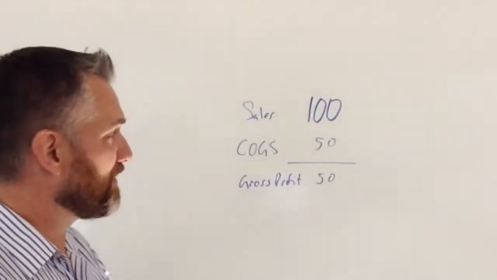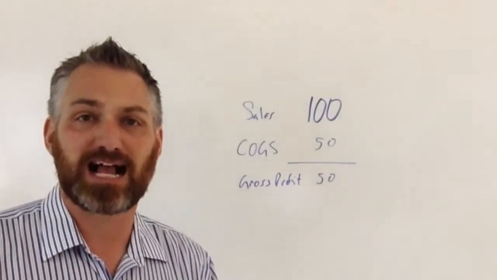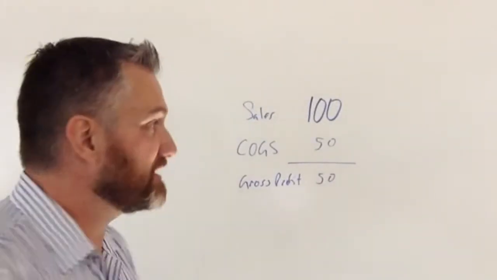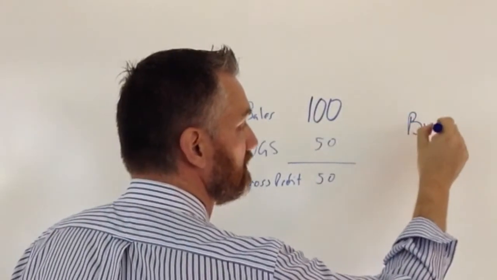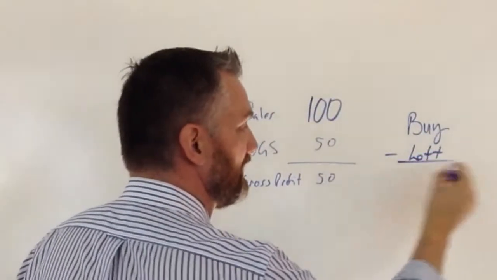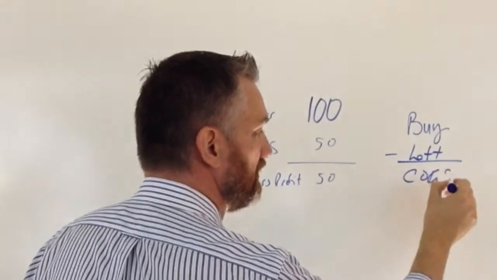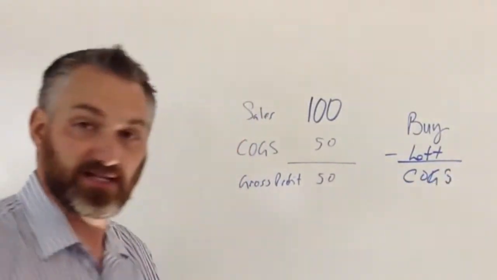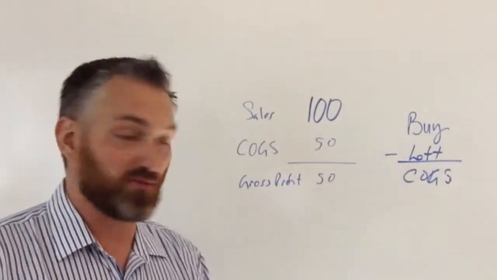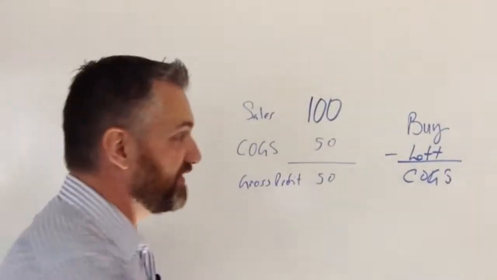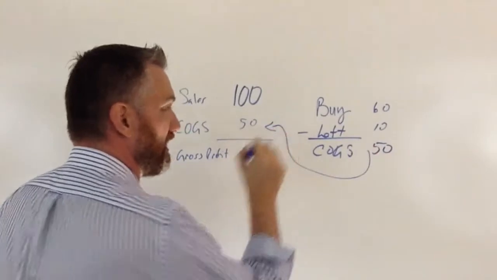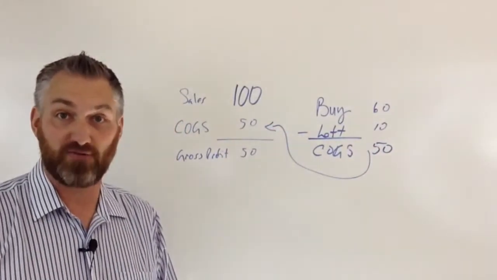So this number, cost of goods sold, where exactly does it come from? Well, it comes from a very basic little formula that says whatever you buy minus what you have left gives you your cost of goods sold. Now, that makes sense, right? In the first year, we bought $60 worth of stuff. We have $10 left over, so our cost of goods sold equals $50. 60 minus 10, and so that $50 goes right here. So we can figure out our gross profit at the end of the year.